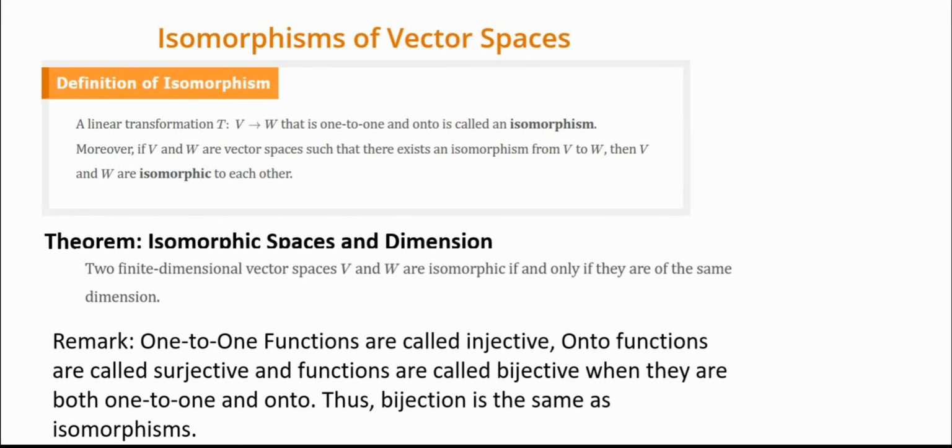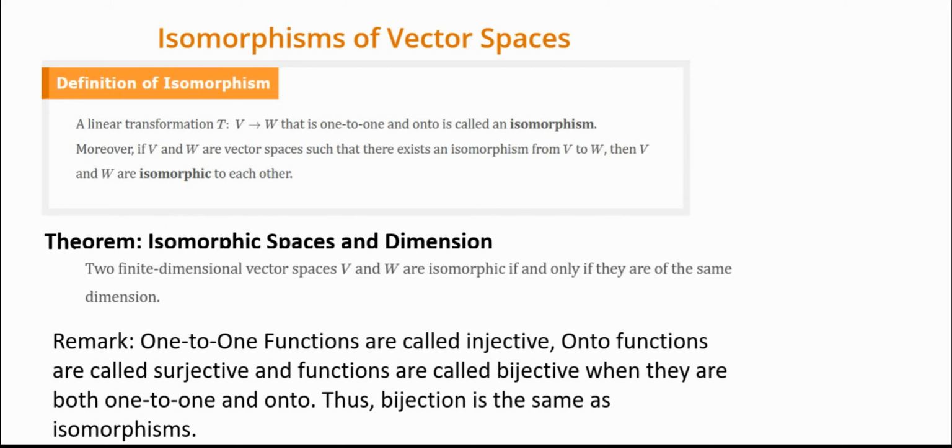Yes. So now the last concept, and then we'll look at some problems, and hopefully I won't confuse the heck out of you. Isomorphisms of vector spaces. Definition of isomorphisms: a linear transformation T that is one to one and onto is called an isomorphism. Iso from Greek meaning the same. Moreover, if V and W are vector spaces such that there exists an isomorphism from V to W, then V and W are isomorphic to each other.